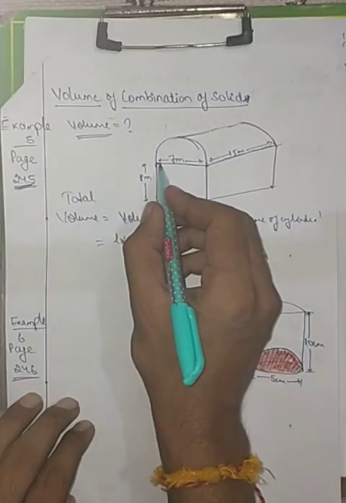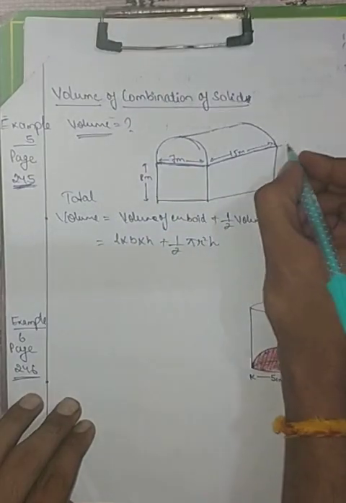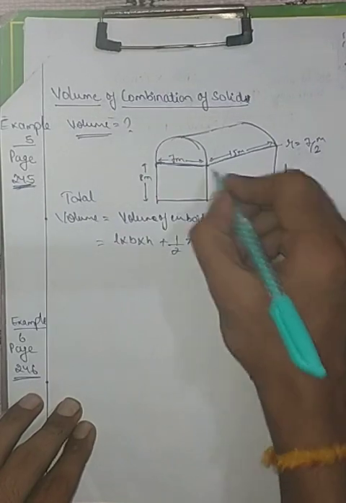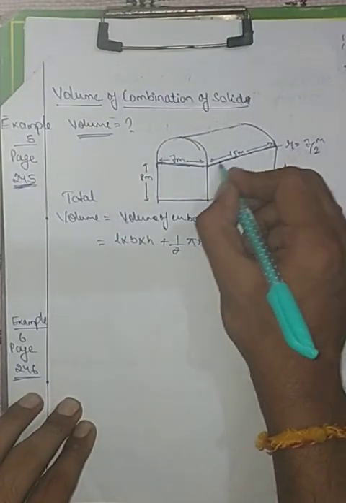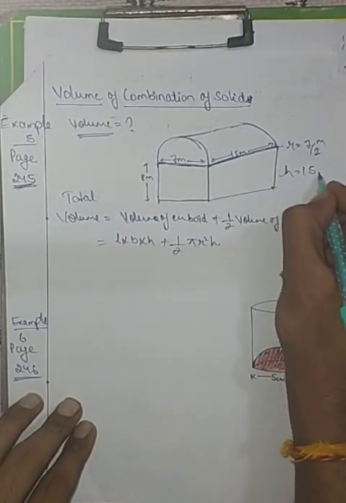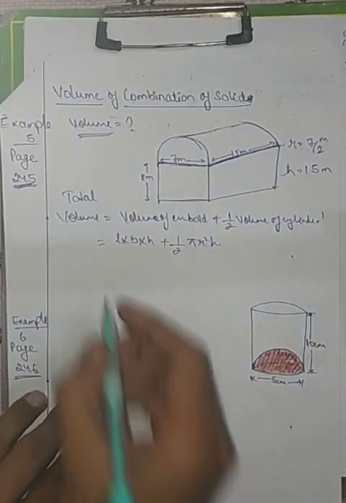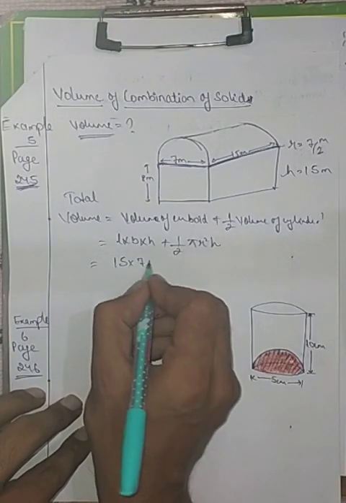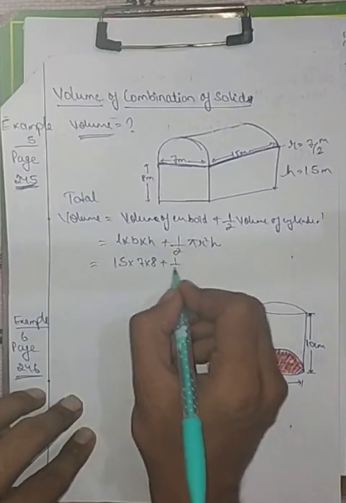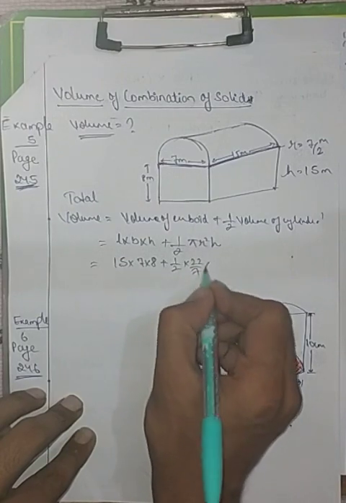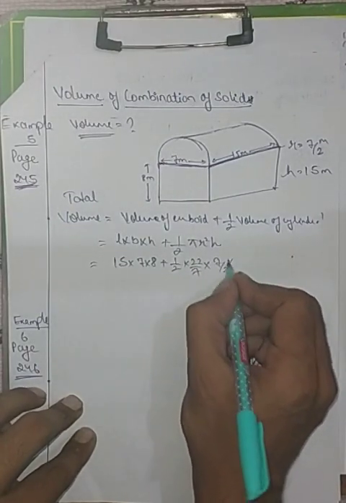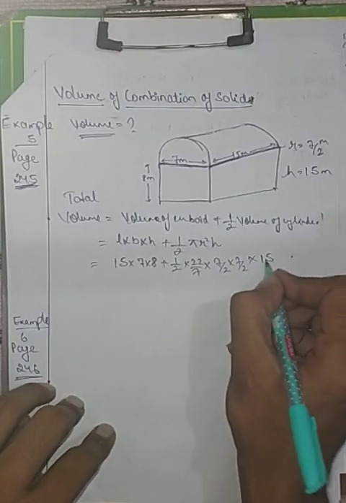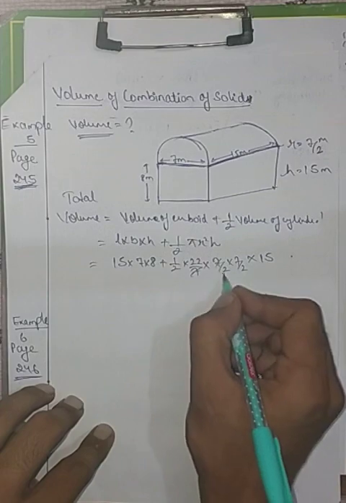As you can see, this is the diameter of the cylinder, so radius will be 7/2 meters. And this will be the height of the cylinder, which comes out to be 15 meters. Now put the values. L is 15, breadth is 7 and height is 8 plus half into 22/7. R is 7/2, square is there, so writing 7/2 twice. Height is 15. Cancelling it.